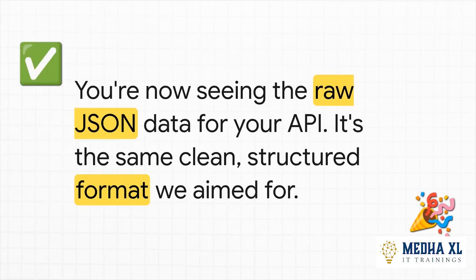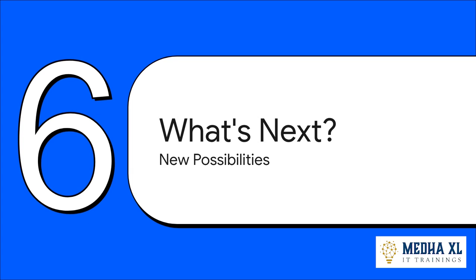And just take a look at that. You're seeing the raw JSON data from your API. Does it look familiar? It should. It's that same clean, structured format we looked at in the very beginning. You just went from a simple idea to a fully functional live API. You did it.